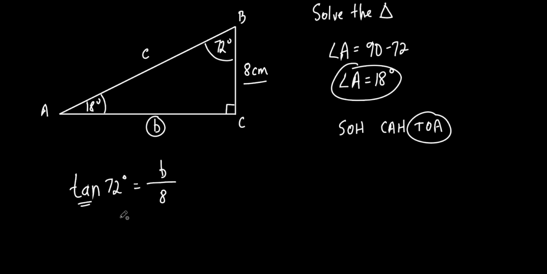Okay? So now I got to solve for B. How do I solve for B? Well, I got to get rid of the 8. The 8's being divided. How do I get rid of something that's being divided? I multiply. Okay, I multiply by 8. Then I come over here and I multiply by 8 over here. The 8's cancel. So what's B equal to? It's just 8 times the what? The tangent of 72 degrees.